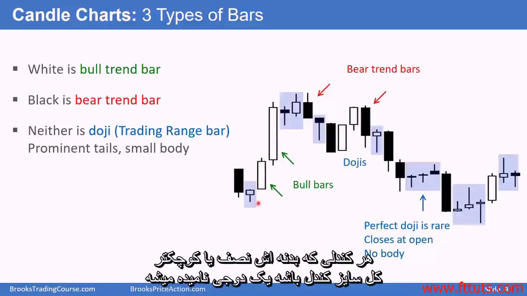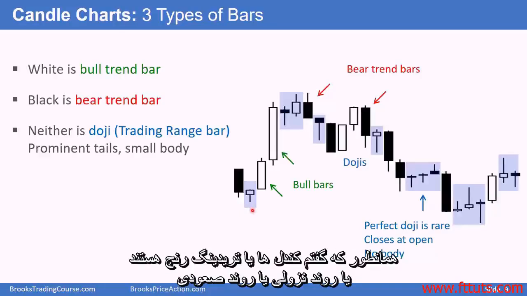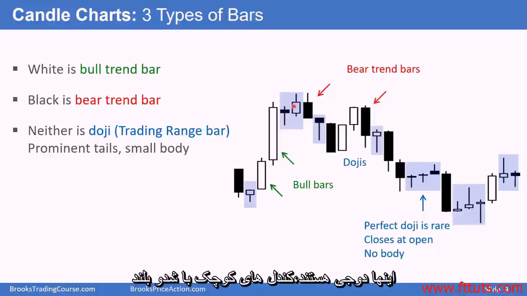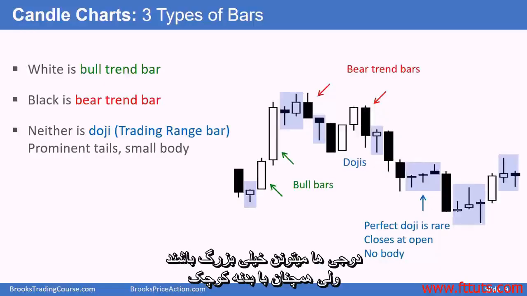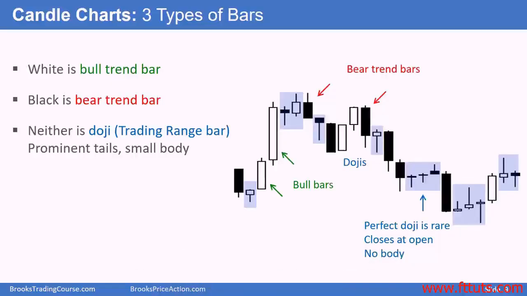So any small bar where the body is maybe half the size of the bar or less, I call it a doji bar. Because as I said, I use doji to refer to a trading range bar. And I think of all bars as either trend bars here, a bear trend bar, bull trend bars, or trading range bars here. So small bars, doji bars, bars with prominent tails are doji bars. Doji bars can be very big.